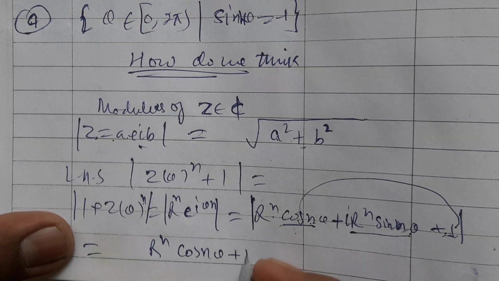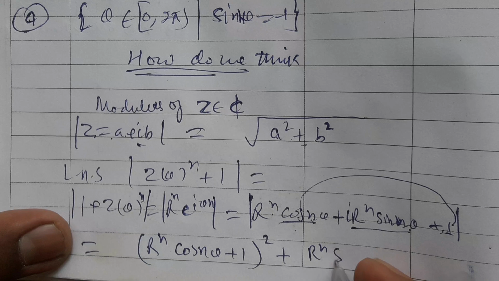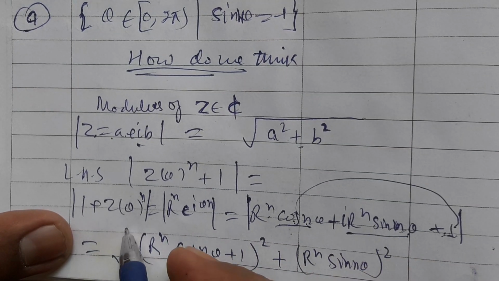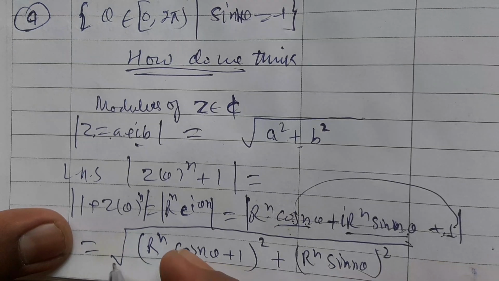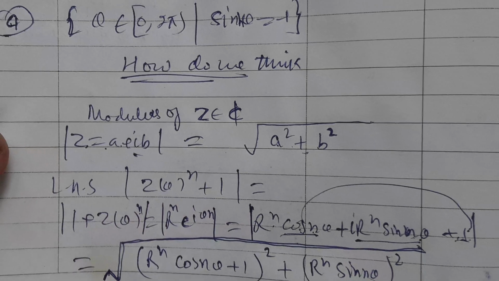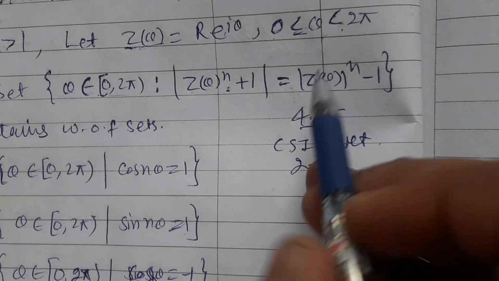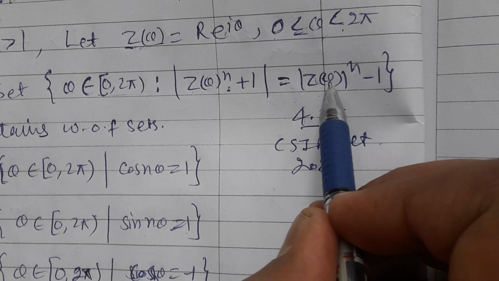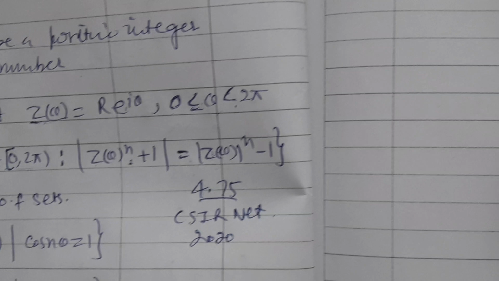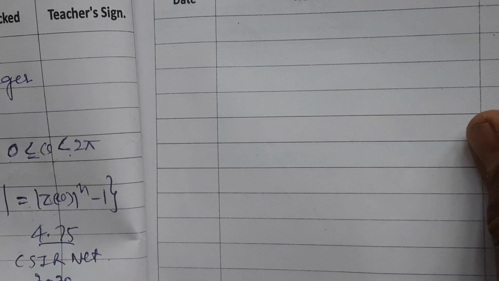Rn cos n theta plus 1 to power 2 plus Rn sin n theta to power 2, whole square root. Okay, this is just the definition. So now let us find out the right hand side. My right hand side is nothing but the modulus of z of theta to the power n minus 1.